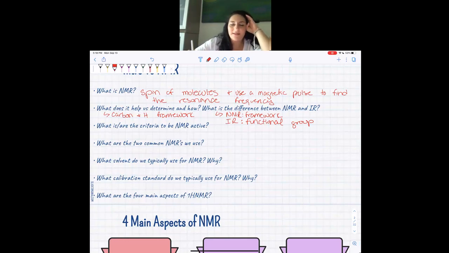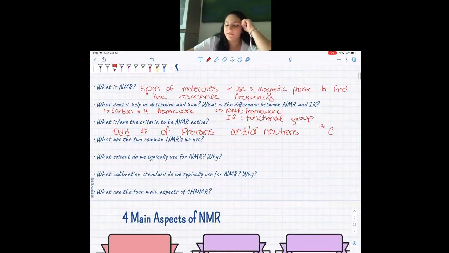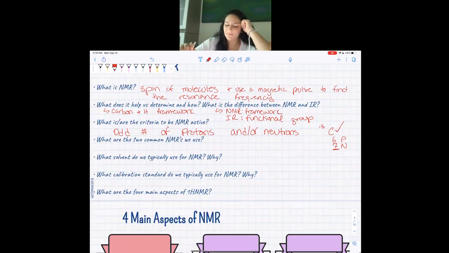The criteria to be NMR active is having an odd number of protons and/or neutrons. So for example, carbon-13 has 6 protons and 7 neutrons. This 7 is an odd number, therefore this is NMR active. This goes into the next question, which is the two common NMRs that we use. We use carbon-13 and hydrogen-1 NMRs. There are obviously a ton more, but for this class, we're just going to use those two.